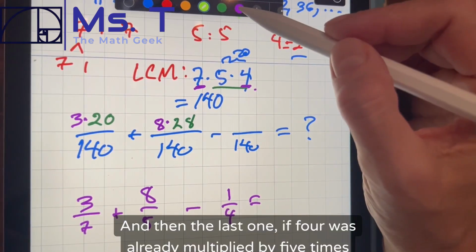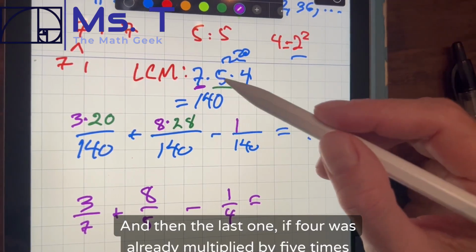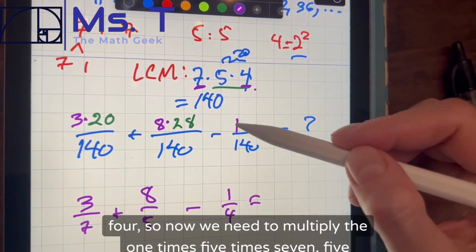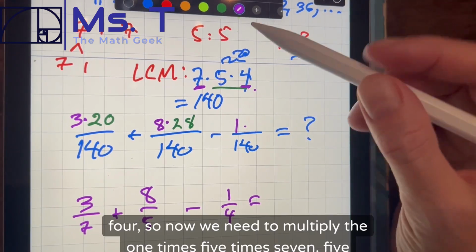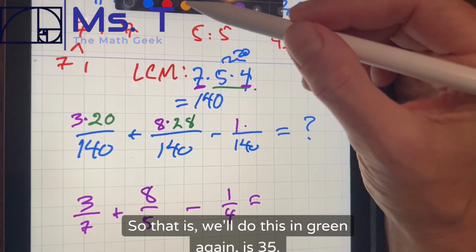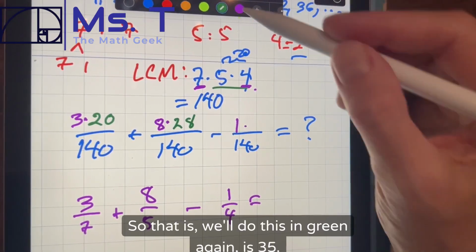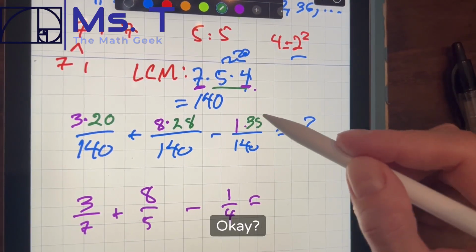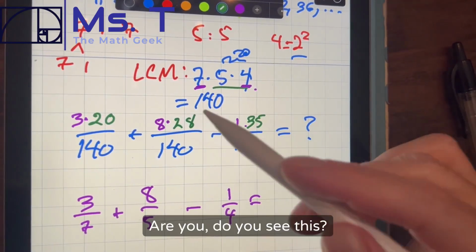And then the last one, if 4 was already multiplied by 5 times 4, so now we need to multiply the 1 times 5 times 7, excuse me. And so that one's actually easy because 1 is 1. So that is, we'll do this in green again, 35. Okay? Do you see this?